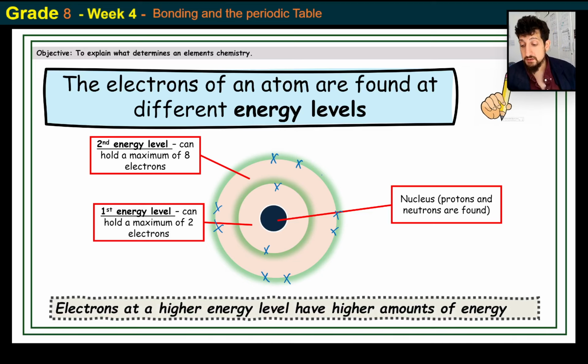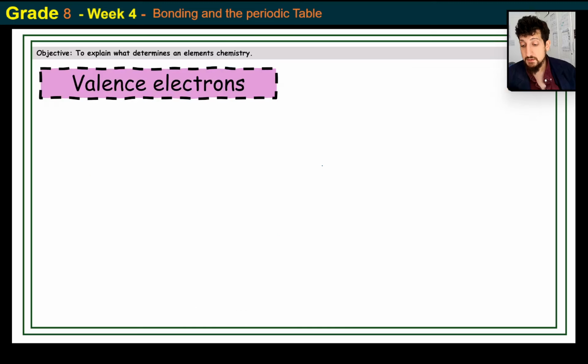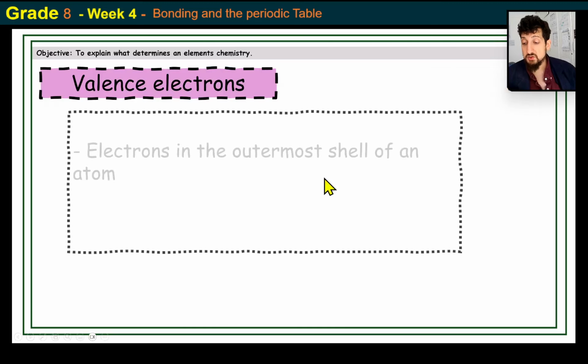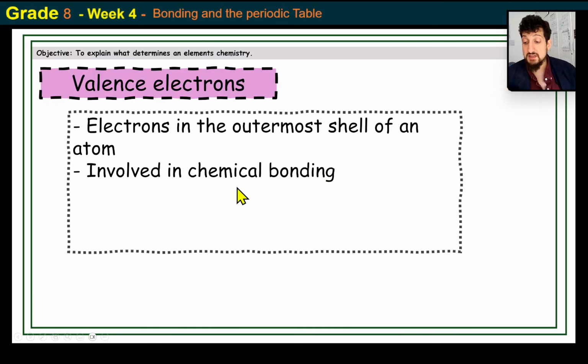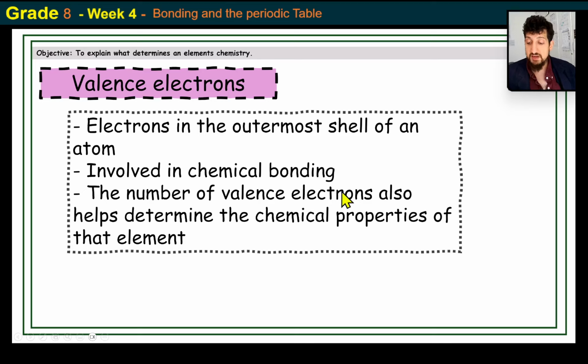Let's keep going. Valence electrons, we've already covered those. Those are the electrons on the outside. They're involved in chemical bonding and chemical reactions. The number of valence electrons also helps determine the chemical properties of the elements. If we have 1 valence electron, what does that mean? It means the element is trying super hard to get rid of it. It's so close to having a complete outer shell, it wants to get rid of it at any cost. It's super reactive.